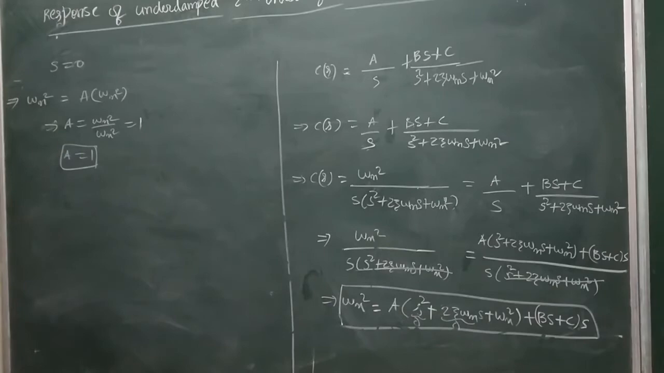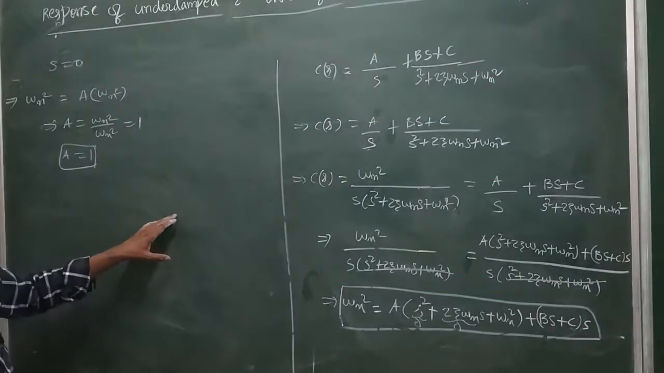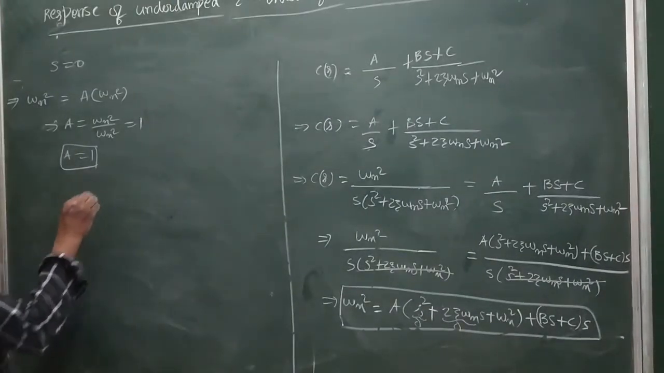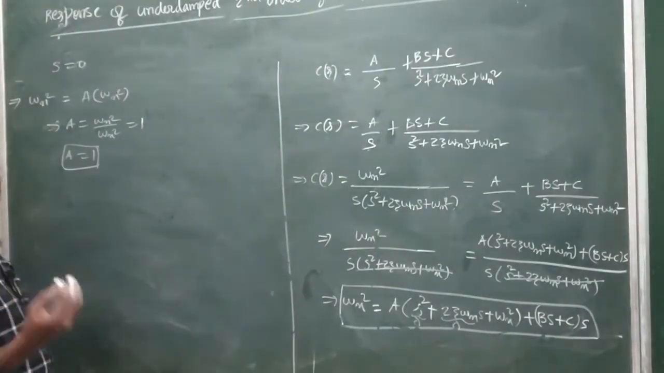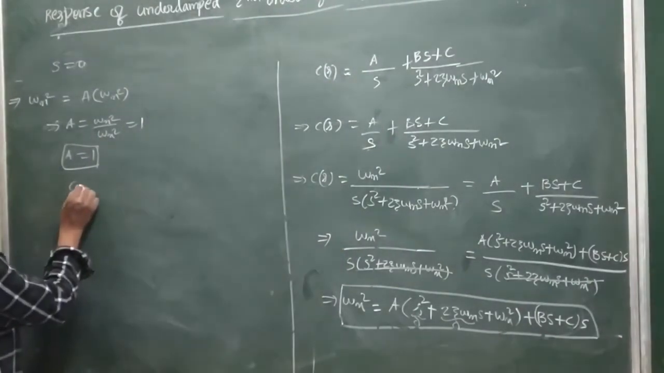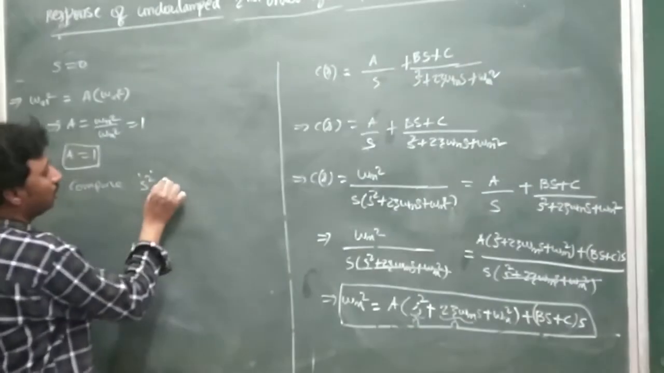Now you have to find the B and C values. To find the B and C values, you have to use the comparison method. First, compare the s square coefficients, left hand side and right hand side. Compare the s square coefficients.